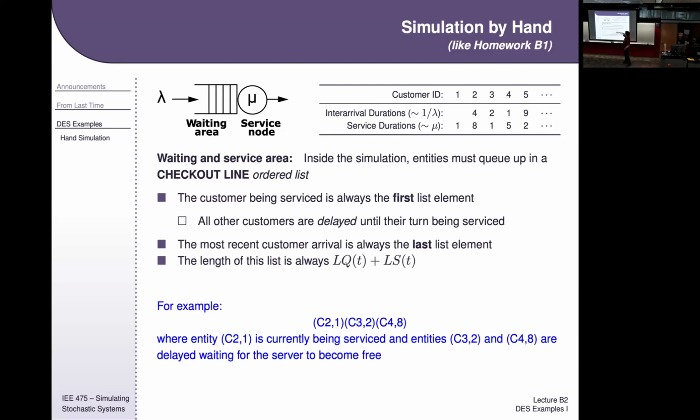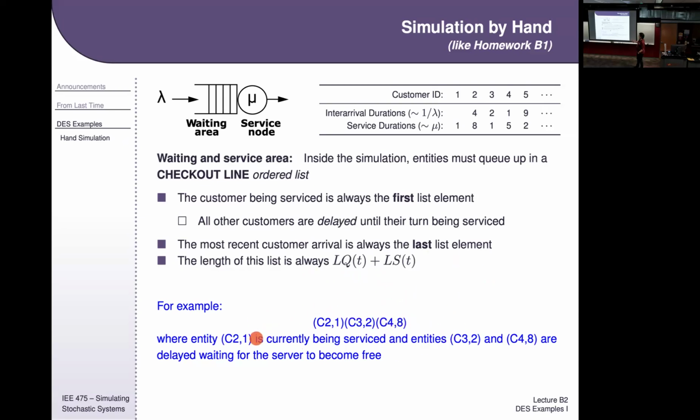So the checkout line is that state variable that keeps track of who's waiting at the moment. We kind of bundle the customers in service as well as the customers in line together in one structure we're calling the checkout line. So our checkout line is just going to be a list of customers like this one down here, where this customer is the one being served and these two customers are waiting. So we see customer 2 arrived at time 1 and is currently in the server. Customer 3 is waiting to get in the server. They arrived at time 2. Customer 4 is waiting to get in the server. They arrived at time 8.